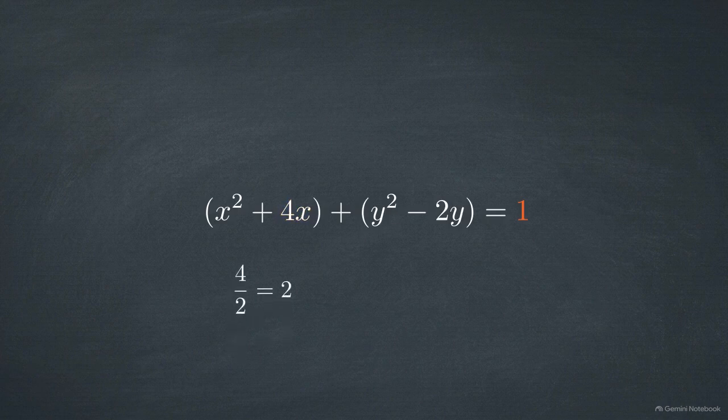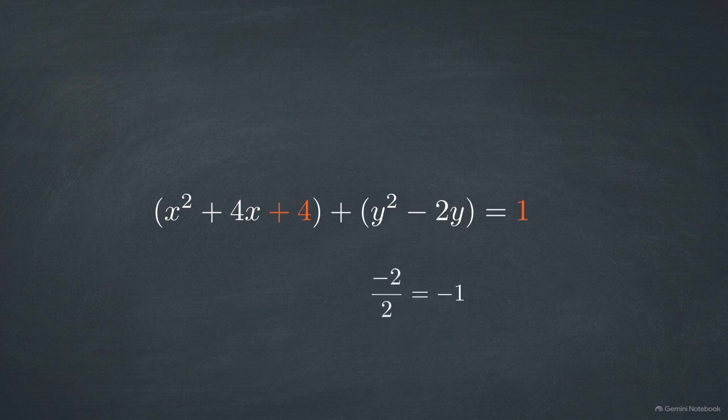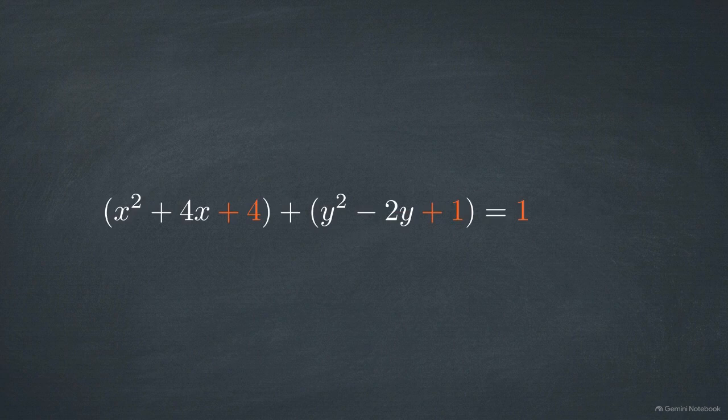For the x group, take the middle number, which is 4. Half of that is 2. Square that 2 to get 4, and add it back into the x group. Do the same for the y group. Half of -2 is -1. Square it to get a positive 1, and add it into the y group.